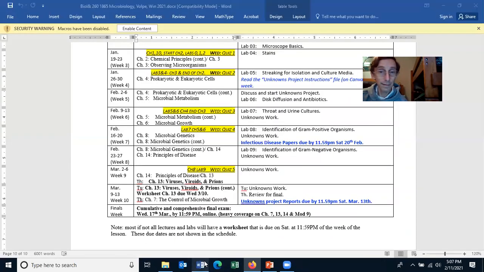Let's take a look at the syllabus. What we're doing today is talking about microbial growth, chapter 6. We're supposed to finish this lesson today, so I'm starting it and finishing it. And it will be on the quiz next Wednesday, which will cover chapters 5 and 6 and lab 7. Any questions about any of that?